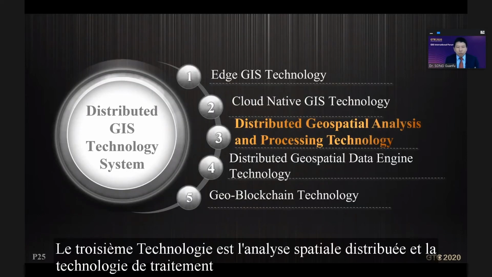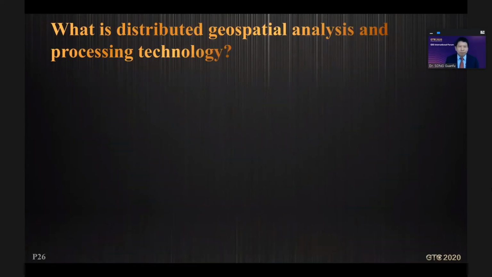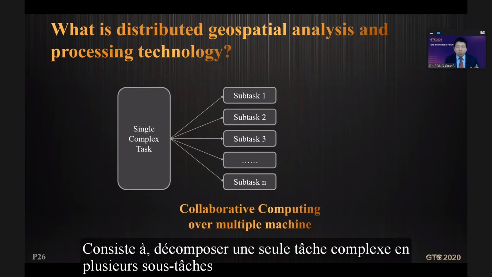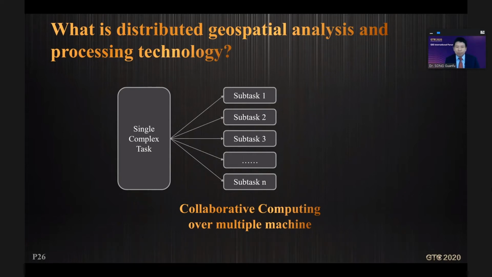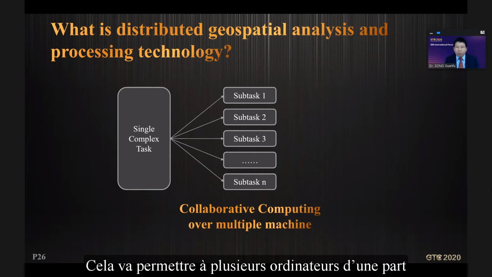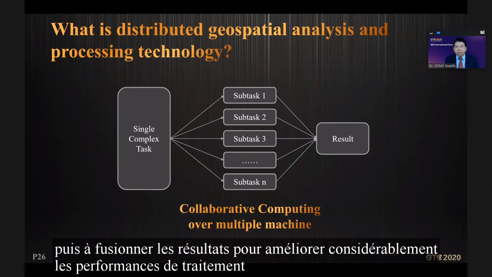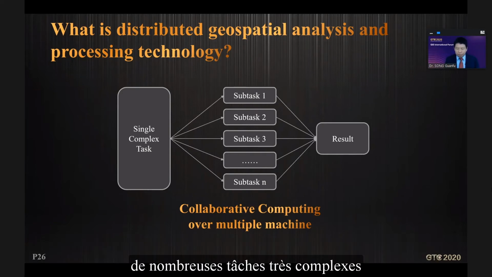The third is distributed geospatial analysis and processing technology. Distributed spatial analysis and processing technology is to decompose a single complicated task into several subtasks, allow multiple computers to work separately at the same time, and then merge the results. In this way, we can greatly improve the processing performance.